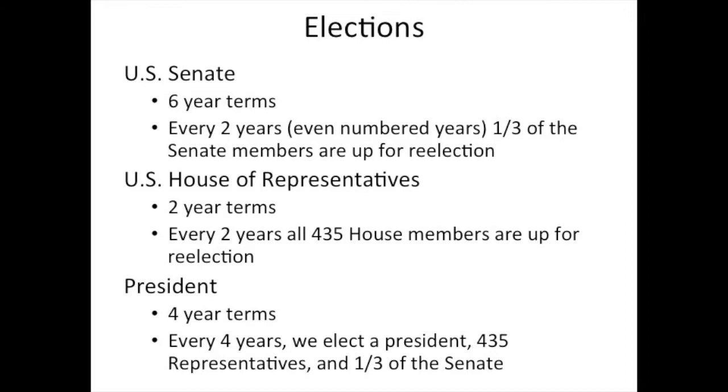And of course you know that the president is elected every 4 years. Now we put all this information together, and every 4 years is a really important election year, because we elect not only a president, but we also elect 1/3 of the Senate and the entire House. So this is what the upcoming 2016 election will comprise.